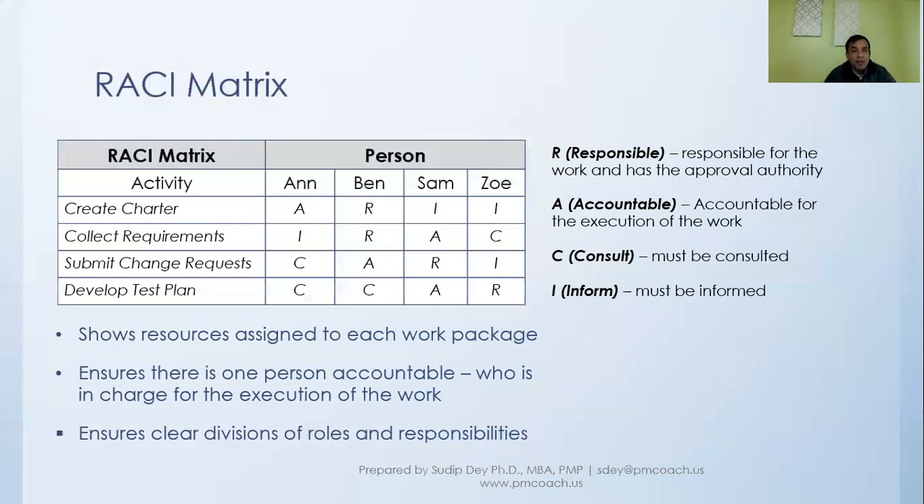Now, with this assignment matrix, there is a clear division of roles and responsibilities. There is no confusion. So when we move through the project, everyone is clear about who is going to do what.